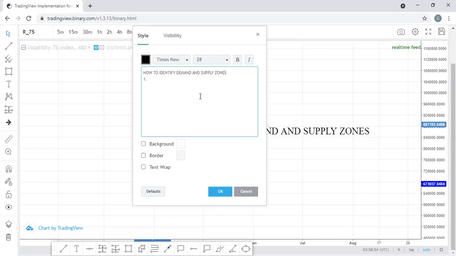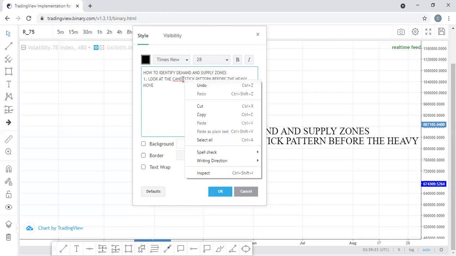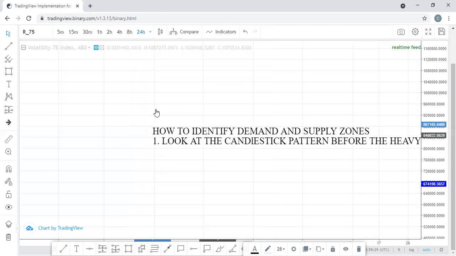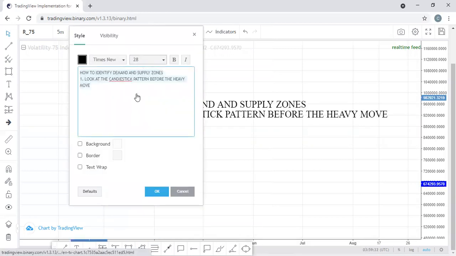You look at the candlestick pattern before the heavy move. That's how you identify this thing, right? And what you're looking for, you're looking to see indecision candles, right? Now, maybe the market got to, let's reduce it. This is so big, right? Let's reduce it to 20 or 14.